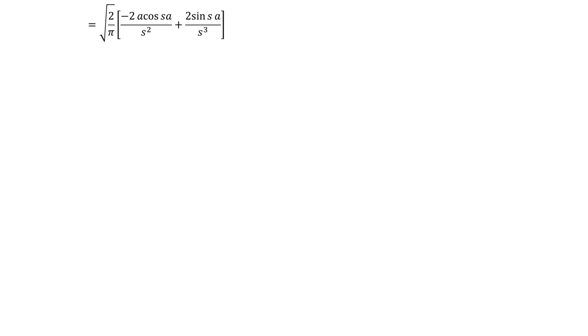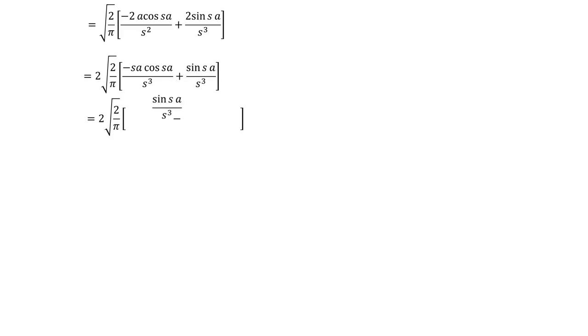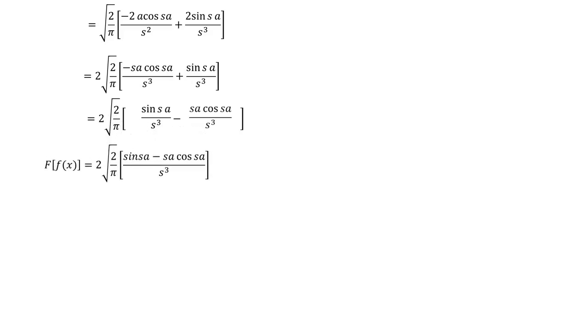So we want to make it the same by multiplying s in the numerator as well as in the denominator. We can get this step. Therefore we get sin sa minus sa cos sa by s³, which we wrote first. So we can get the Fourier transform of the given function f of x.